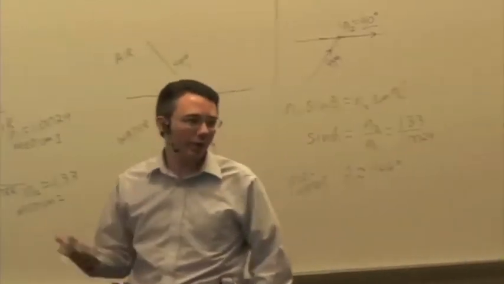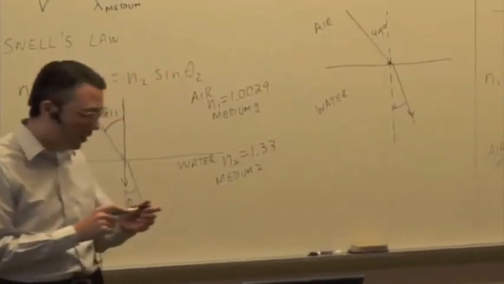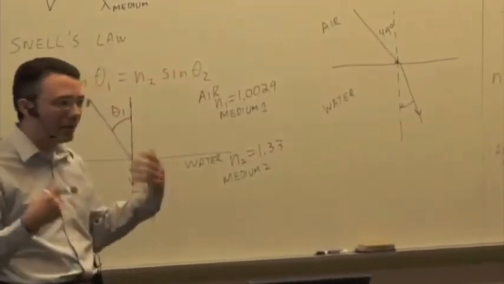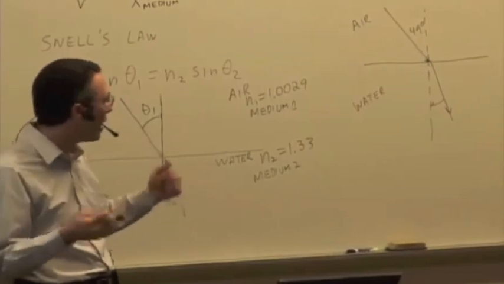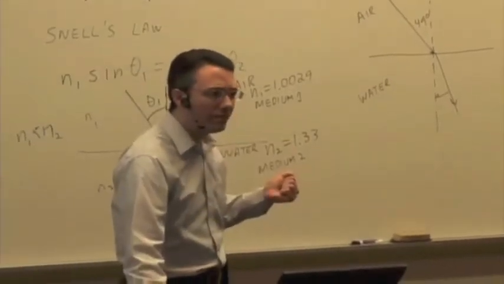So total internal reflection is kind of a one-way street. It's only going to occur when you have light beams traveling from a higher to a lower index of refraction, not the other way around. Okay. Questions here? Okay.